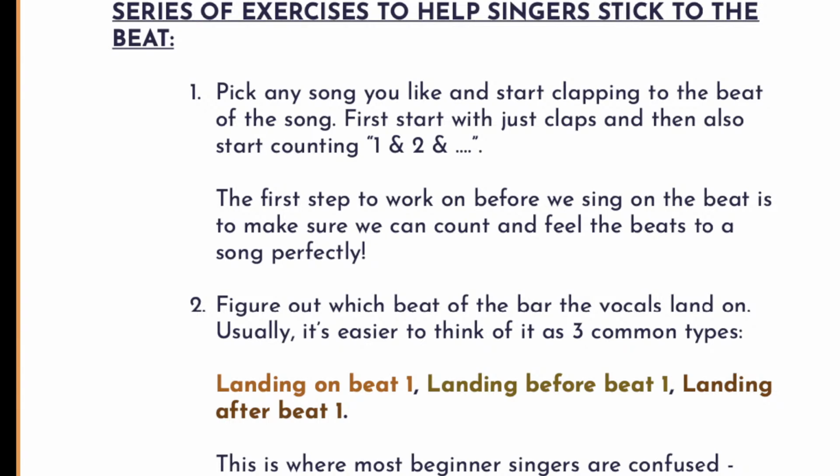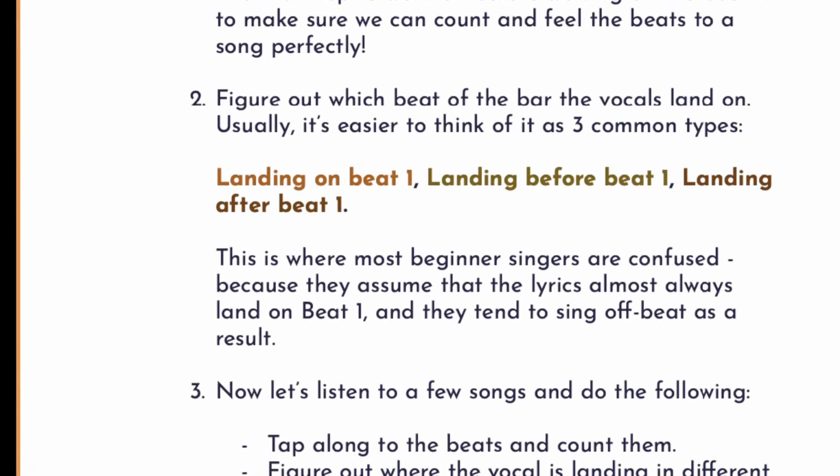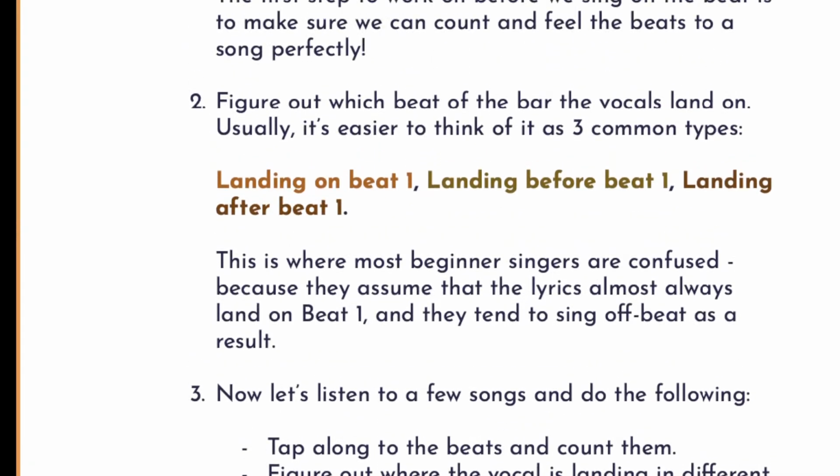Okay, so now that you guys understood this, this is how you clap to a song. Now the next part here is to figure out which beat of the bar the vocals land on. Usually it's easier to think of it as 3 common types. So now let me just quickly show you what's written here. Here is usually what we observe in songs, guys, is that the vocals land either on beat 1, before beat 1, or after beat 1.